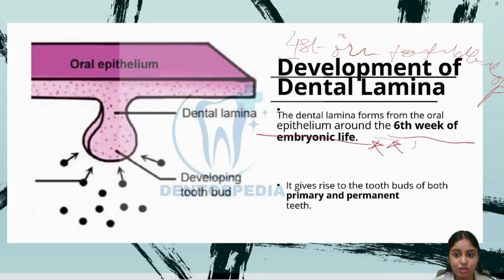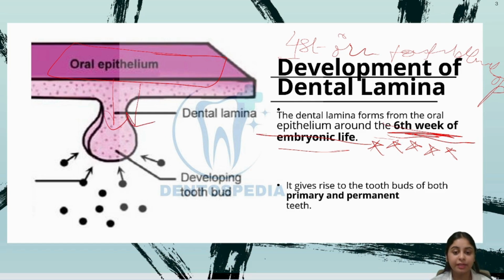It is very important to know from the exam point of view that it appears around the 6th week of the embryonic life. It is the thickened band of the oral epithelium, and this band grows downwards into the underlying ectomesenchymal cells. From this dental lamina, the tooth bud develops. And each tooth bud forms both primary and permanent teeth.